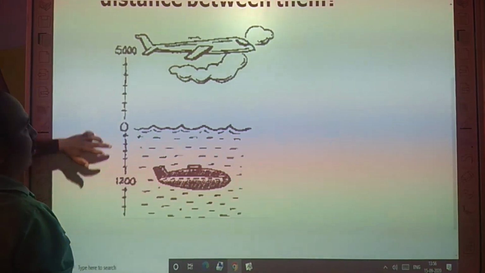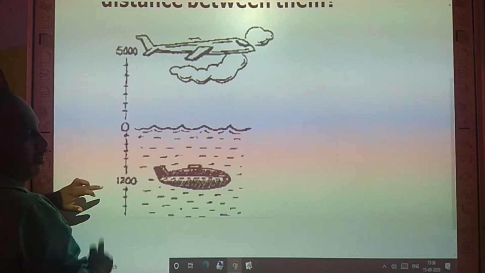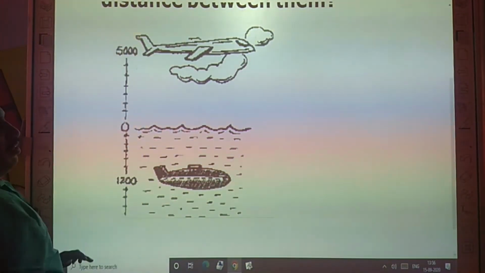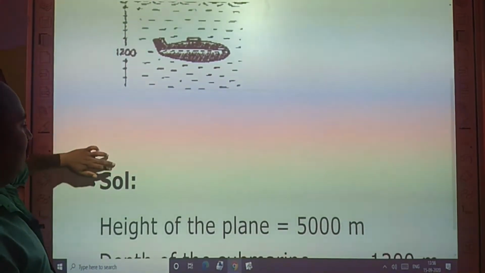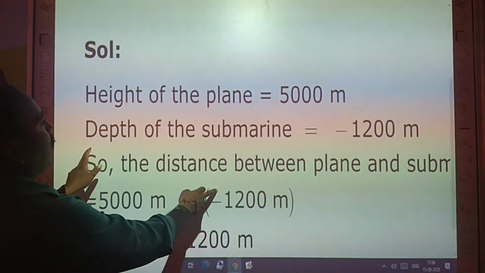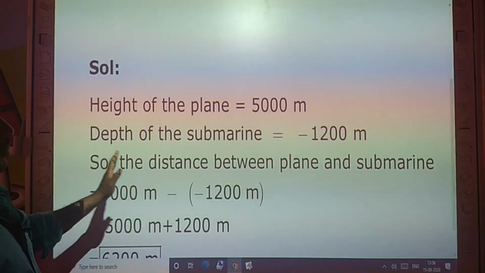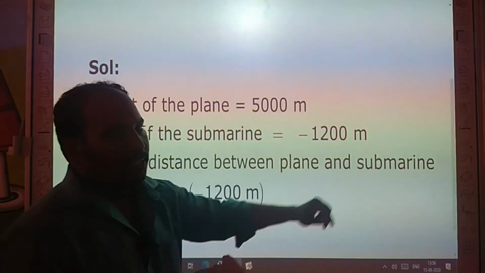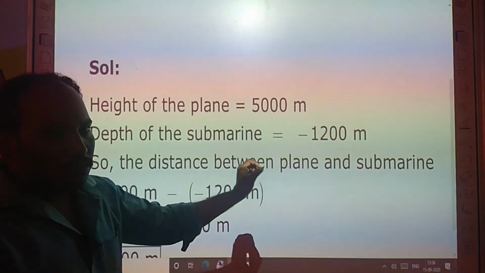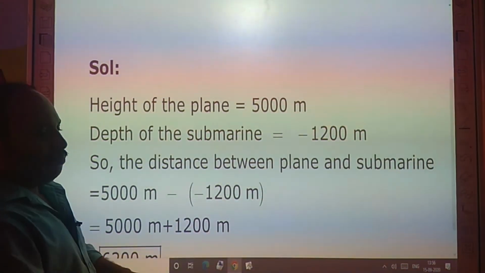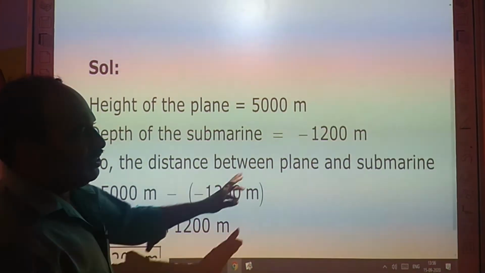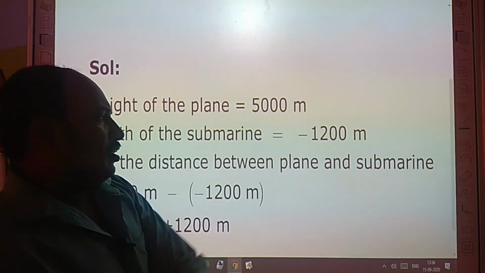We want to find the distance, so we add two numbers. The first one, height of the plane 5000 meters, and the depth of the submarine minus 1200 meters, because that is below the sea level. Below the sea level means minus, so minus 1200 meters.